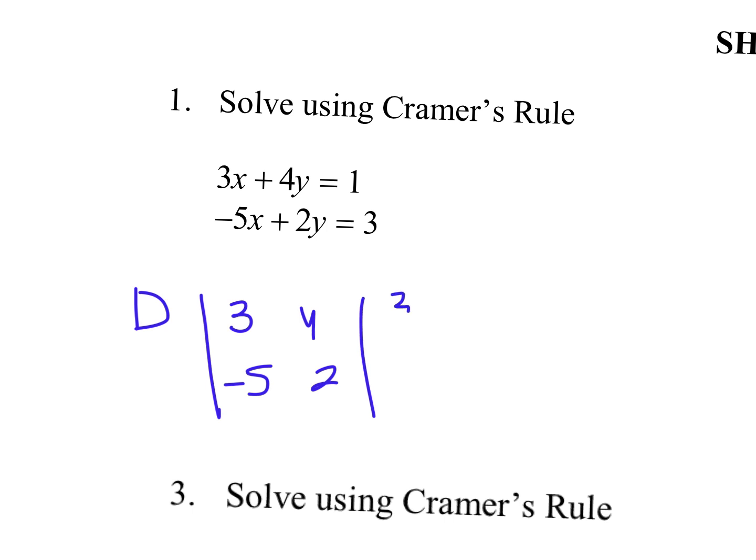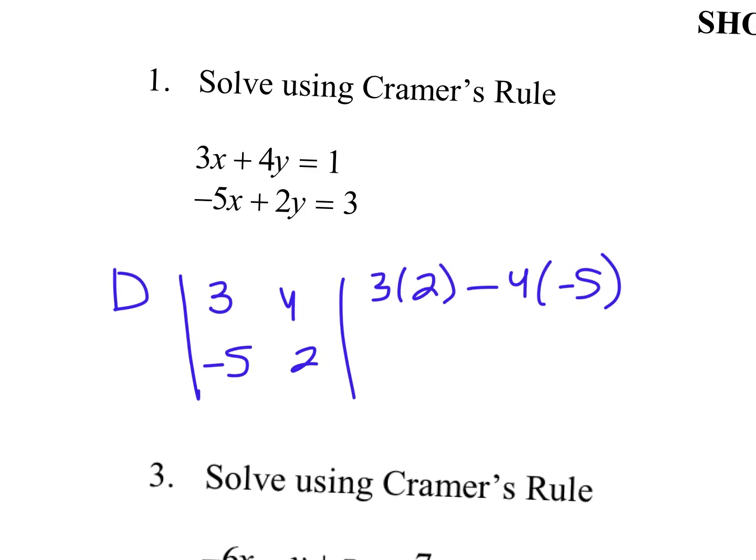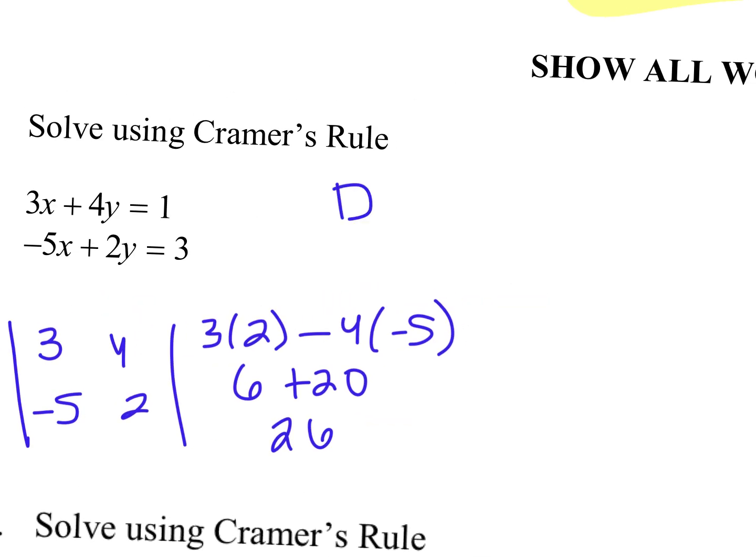It is going to be 3 times 2 minus what? 4 times -5. All right. Put that in your calculator if you need to so you don't make a silly mistake. But 3 times 2 is 6. What's -4 times -5? 20. So what is your determinant here? 26. Your determinant is 26.